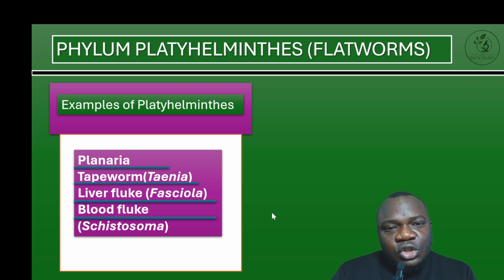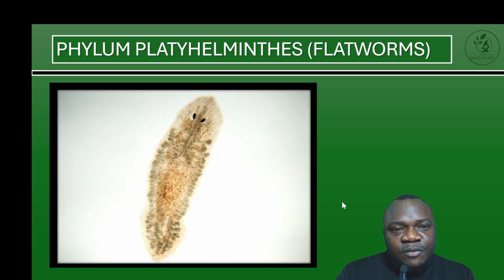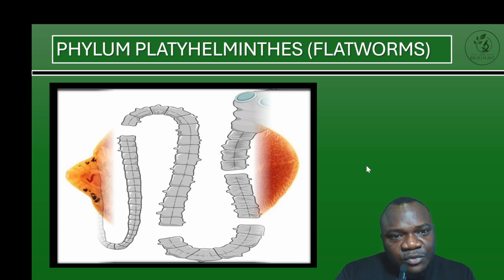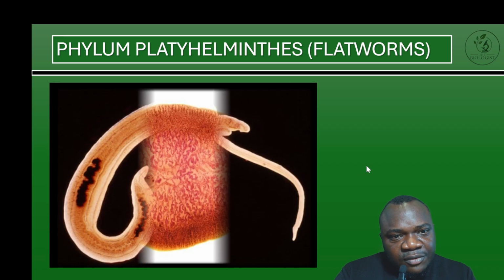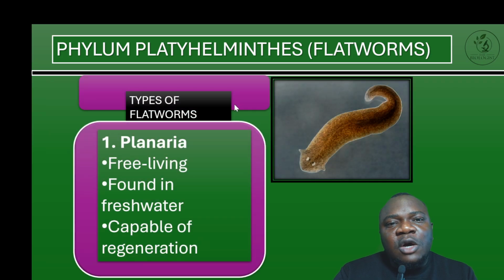Okay. So just to show you a pictorial presentation of how they look. So this is one of them, and this is one of them. You can see this one has a sucker. Okay, all right. Then this is one of them, and this is one of them. Okay, all right. So now I want us to discuss each of them based on the types.